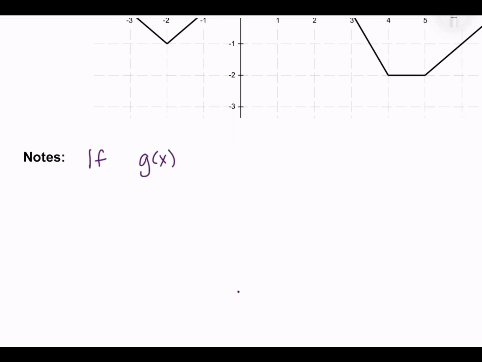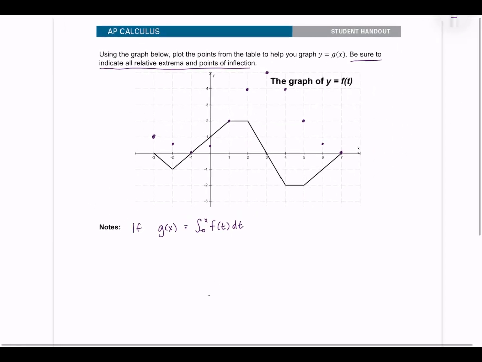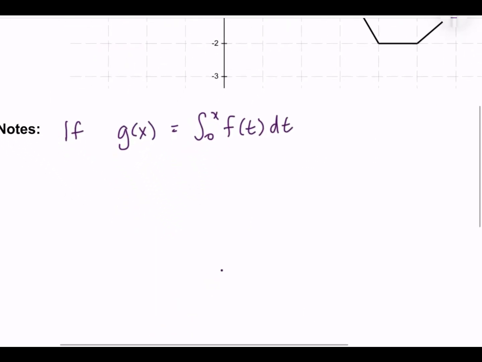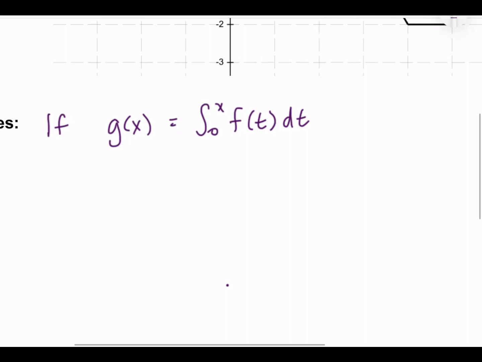if g of x is equal to the integral from 0 to x of f of t dt, and this is what I'm given in the directions, so they told us this, then I know that if I take the derivative of both sides, the derivative of g is equal to, I know that the integral is the antiderivative, so when I take the derivative of the integral, I'm just going to get my f of x. It ends up being f of x, not f of t, and we will talk a little bit more about that in our next unit.